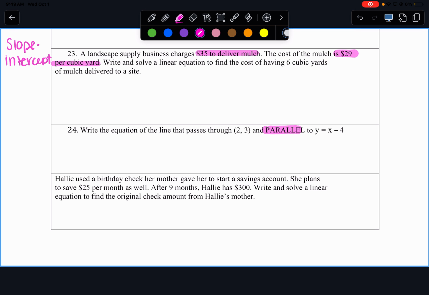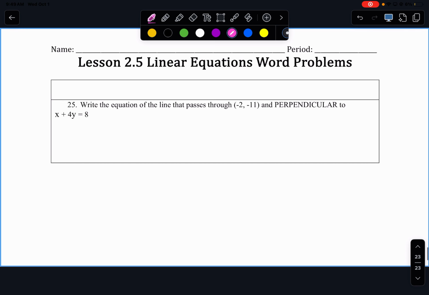Then 25, it says Haley used a birthday check her mother gave her to start a savings account. She plans to save $25 per month. So after 9 months, Haley has $300. What is this part right here? Your slope, and this is a point. So point slope. All right. Then the last question is perpendicular.